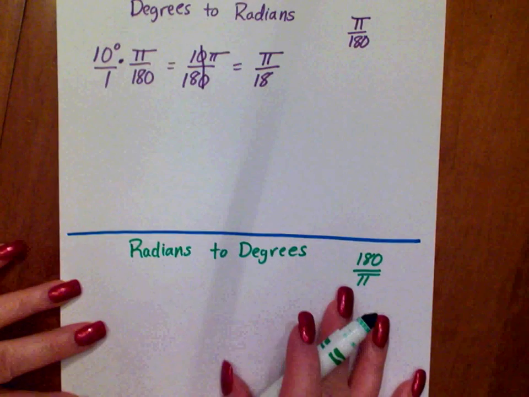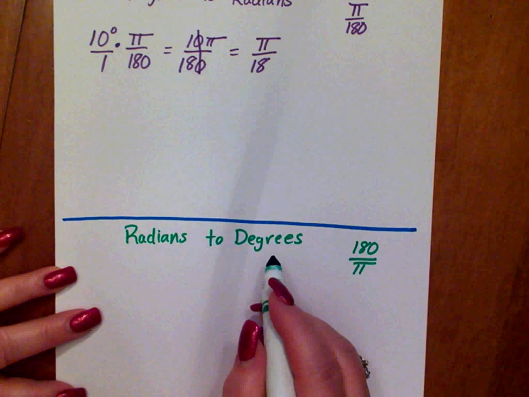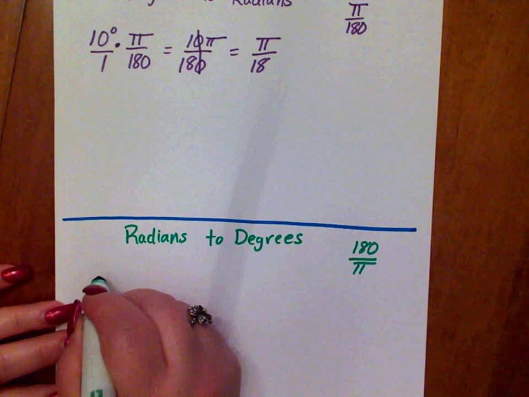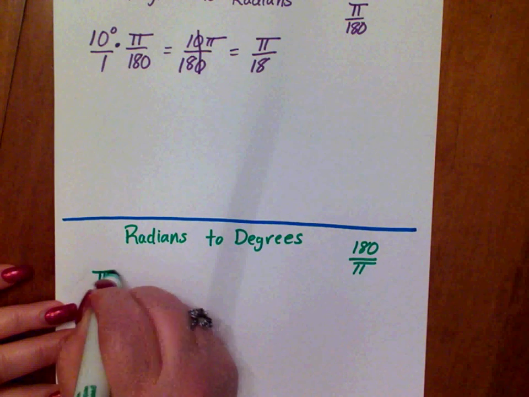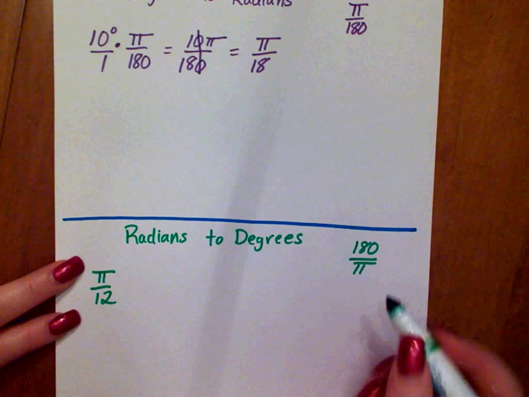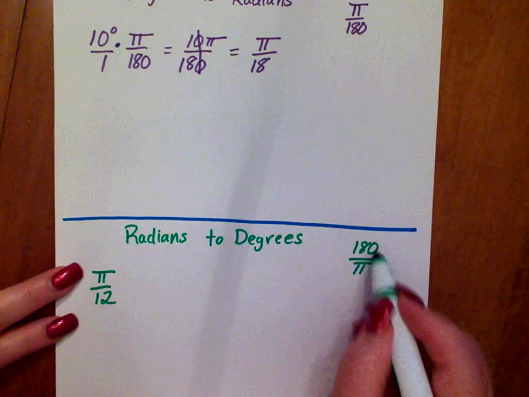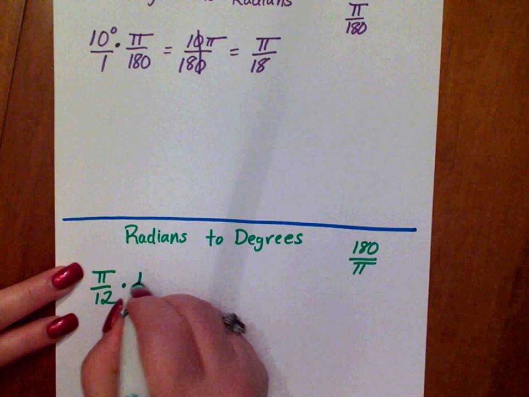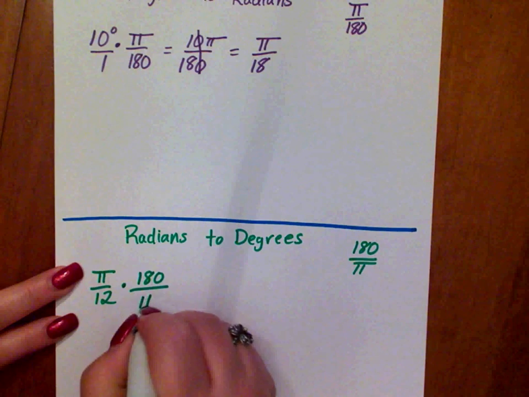So let's now go from radians to degrees. So suppose they give you pi over 12, and they say, can you please convert that to degree measures? Well, I'm just going to multiply it by 180 over pi. So I'd go times 180 over pi.